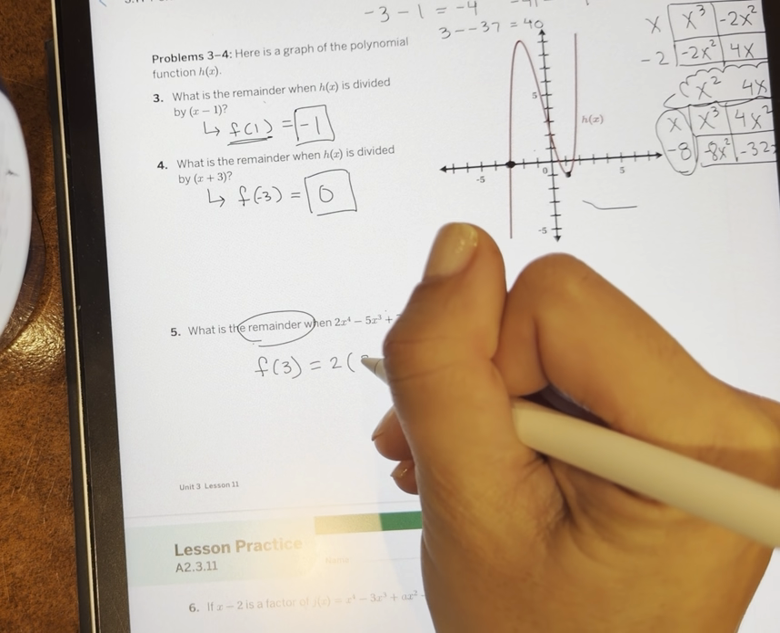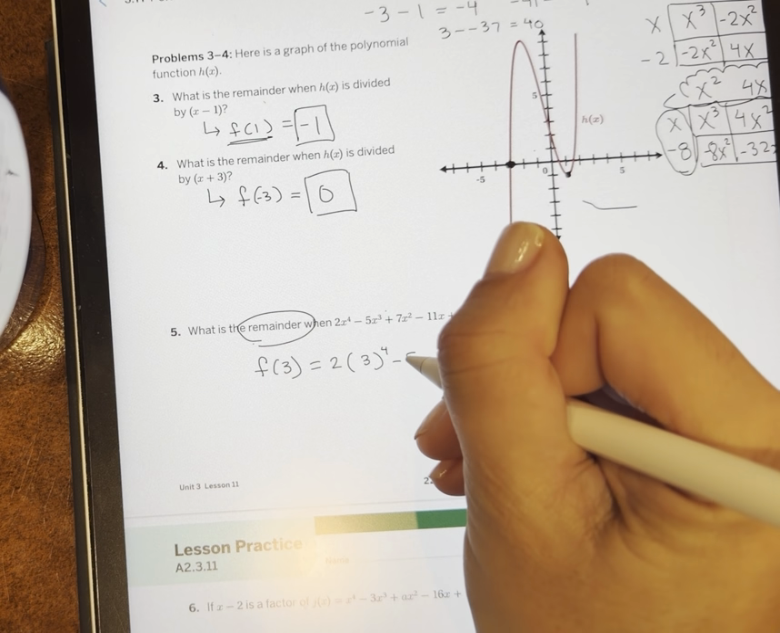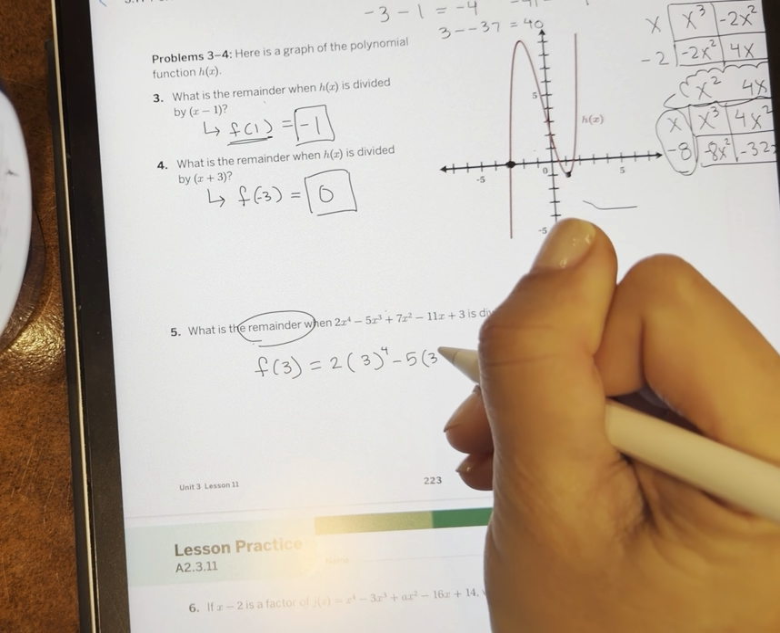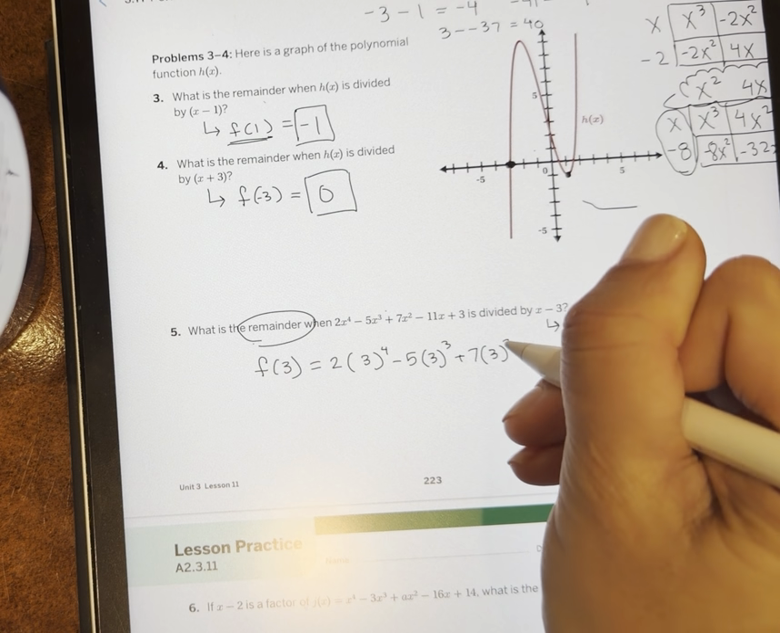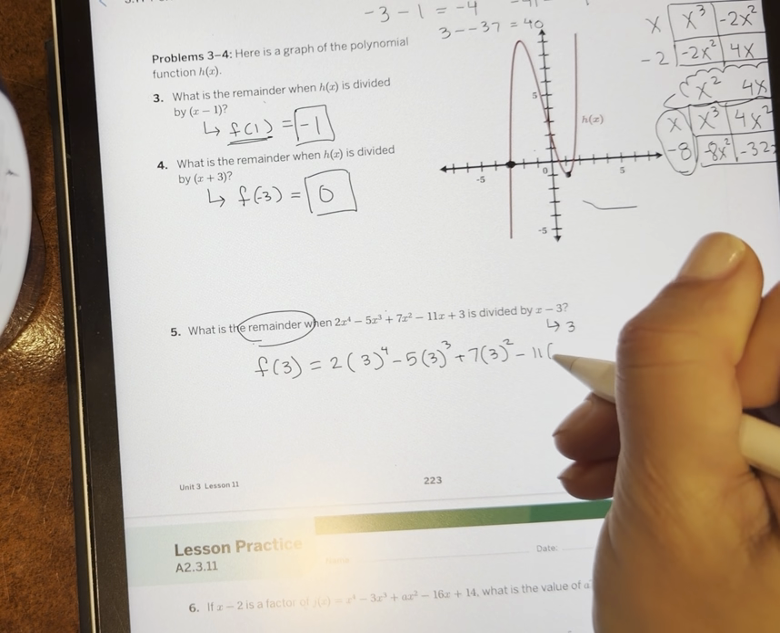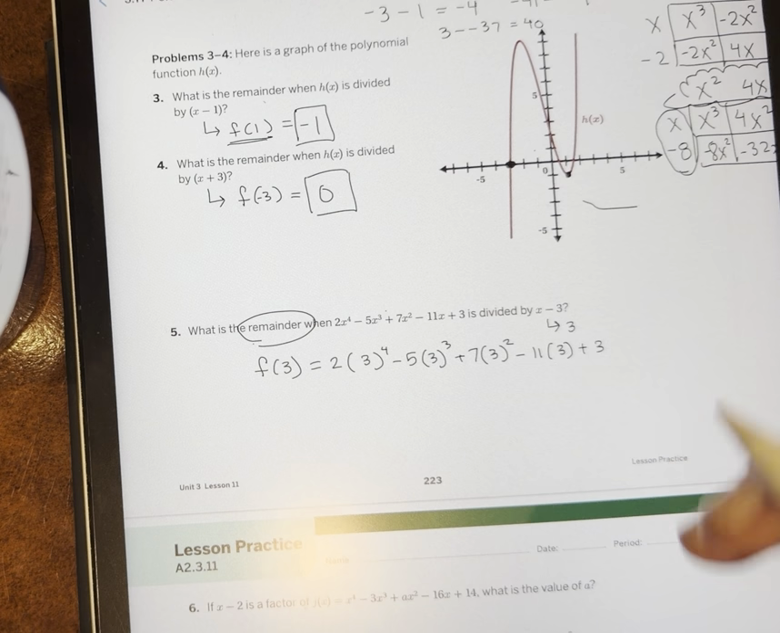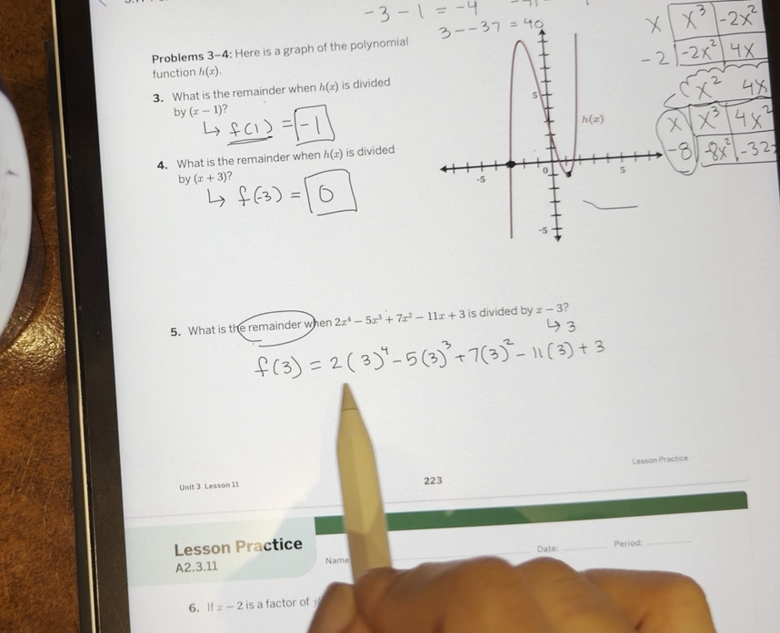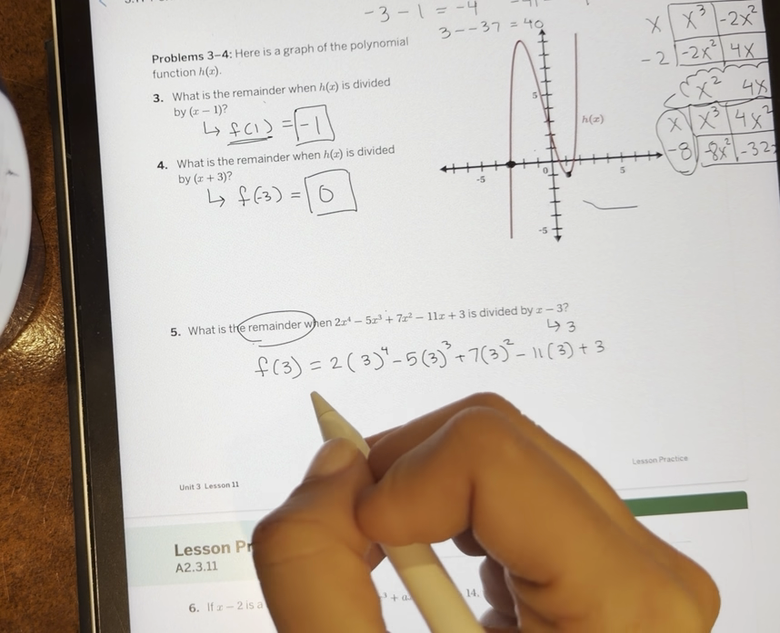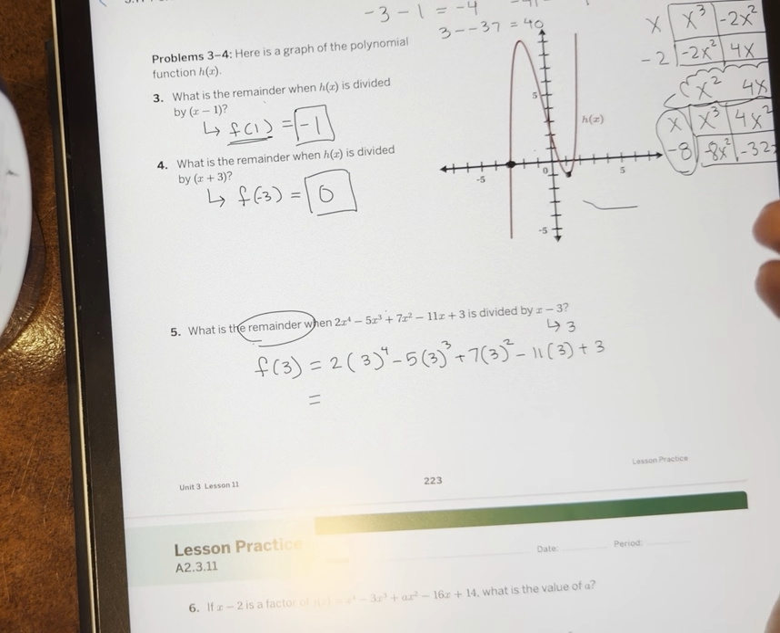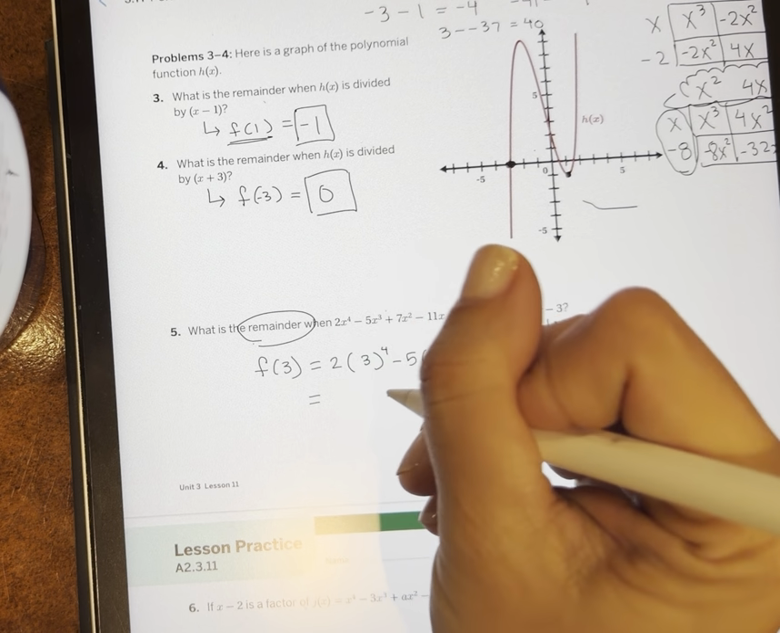2 times 3 to the 4th minus 5 times 3 cubed plus 7 times 3 squared minus 11 times 3 plus 3. Now, if you have a calculator, this is great. Type it all in exactly as it appears, parentheses and all. You're going to get the answer super quickly, okay? I'm thinking since I don't have a calculator, division would have been easier, but I'm committed.